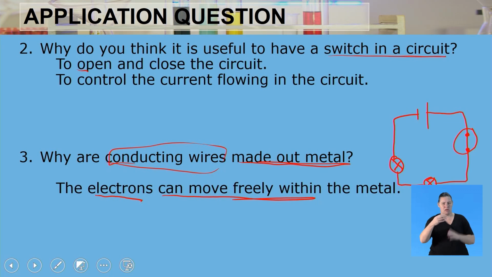That's why the electrons are able to move freely within a metal, because within a metal we have delocalized electrons that are able to move freely within that particular metal.